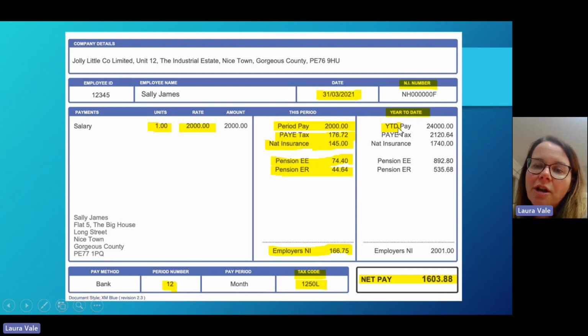The payslip is also showing me year-to-date figures, YTD, year-to-date. So she's been paid £2,000 every month for 12 months, so she's got 24,000 altogether. And these are the total deductions that have come off her in total. You've also got shown on the payslip the pension and the employer's national insurance. So the employer's pension contribution and the employer's national insurance contribution. Right, so they're not deductions, they are extras that her employer is having to pay.